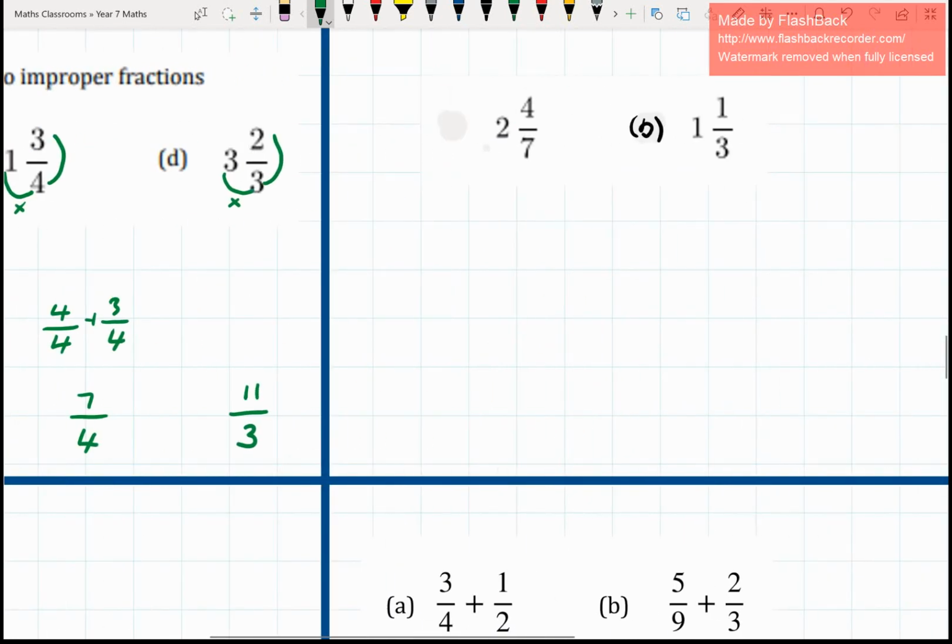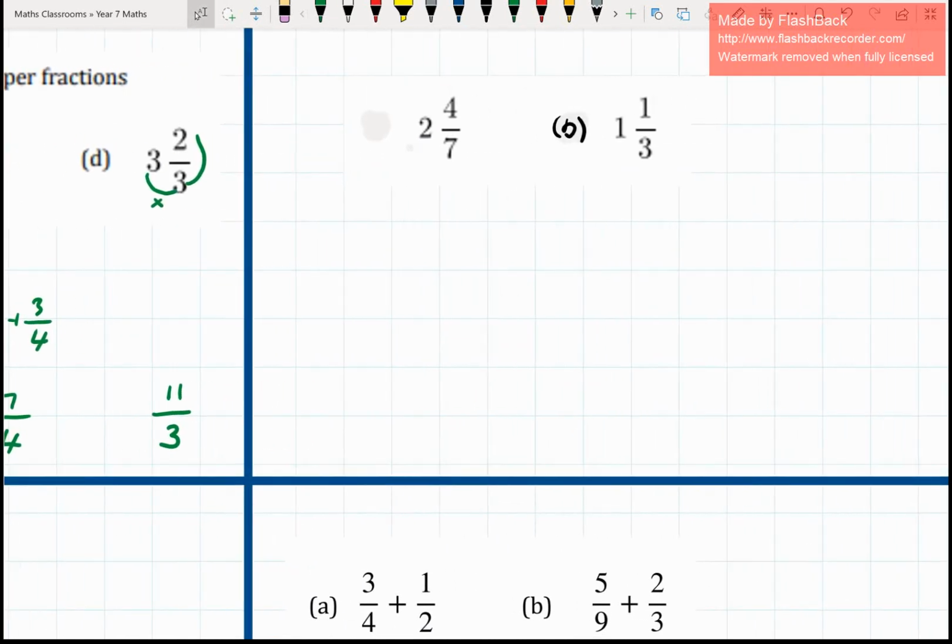So I want you now to give these next 2 a go, only coming back when you've finished. So hopefully you've done that now. We would have had 2 times 7 plus the 4. So 2 times 7 is 14, plus the 4, that's 18/7. And then we've got 1 times 3 plus the 1. So 1 times 3 is 3, plus the 1, that's 4/3.